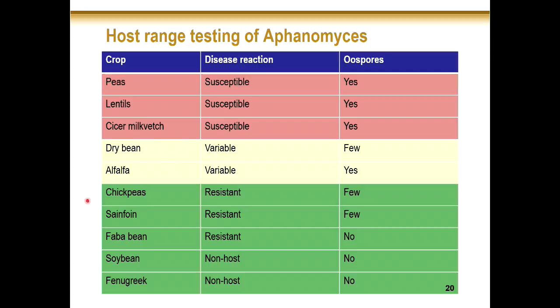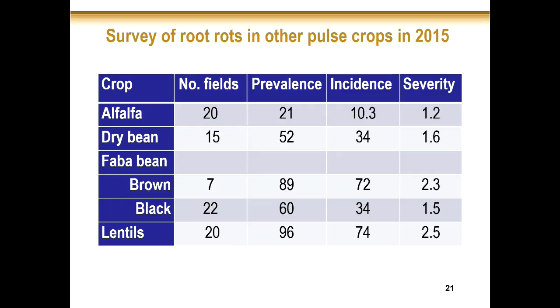And then pulse crops that are resistant or would be considered non-hosts are chickpeas, faba bean, and soybean, and then sainfoin and fenugreek as forage legumes are also very resistant. So these are good options to plant if you have an Aphanomyces problem. So we wanted to go out and see, okay, we can look at this host range in the greenhouse, what's happening out in the field. So in 2015 and 2016, we went out and surveyed all the other pulse crops.